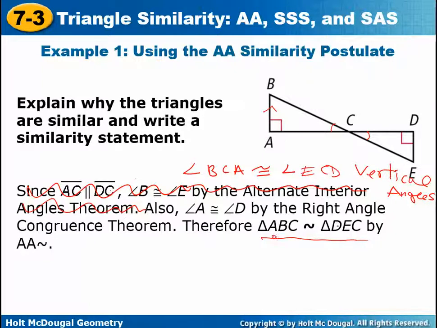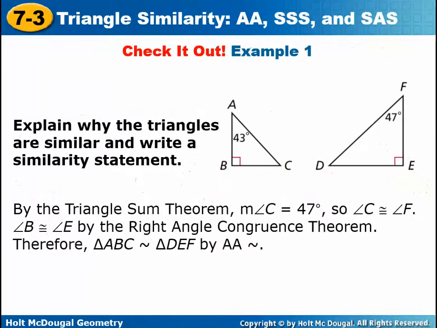So A and D are both the right angles. B is the angle we don't know, and E is the angle we don't know. And then C and C, those are the vertical angles. Okay, explain why the triangles are similar and write a similarity statement. So I'm not sure if they got this right or not, but let's see.